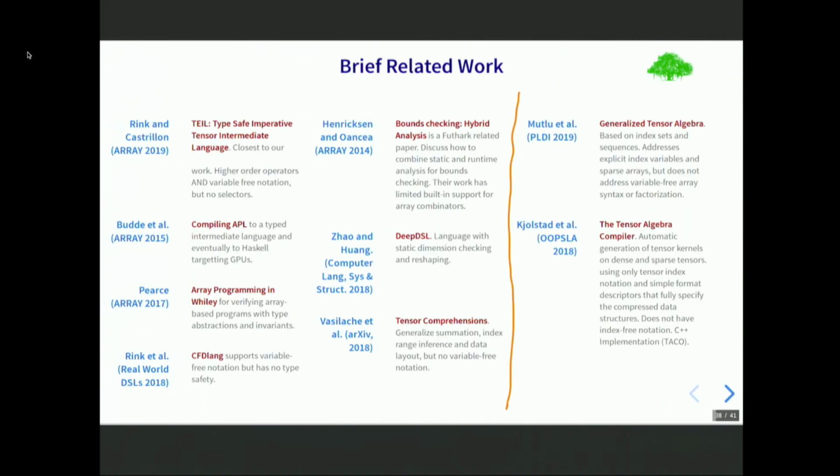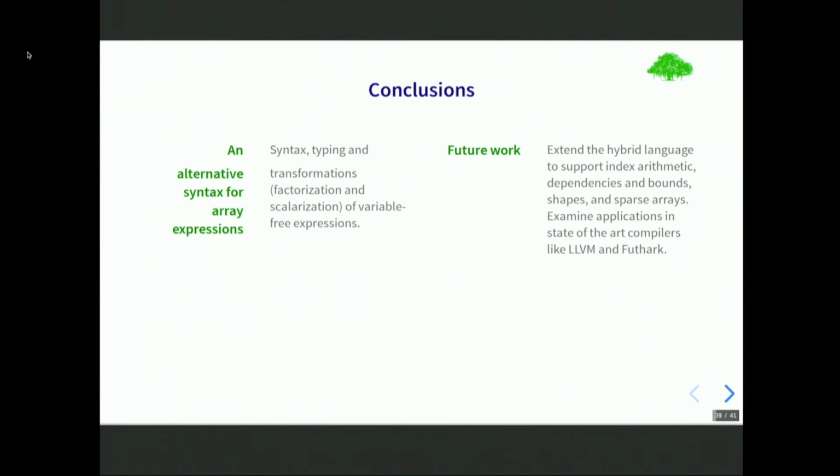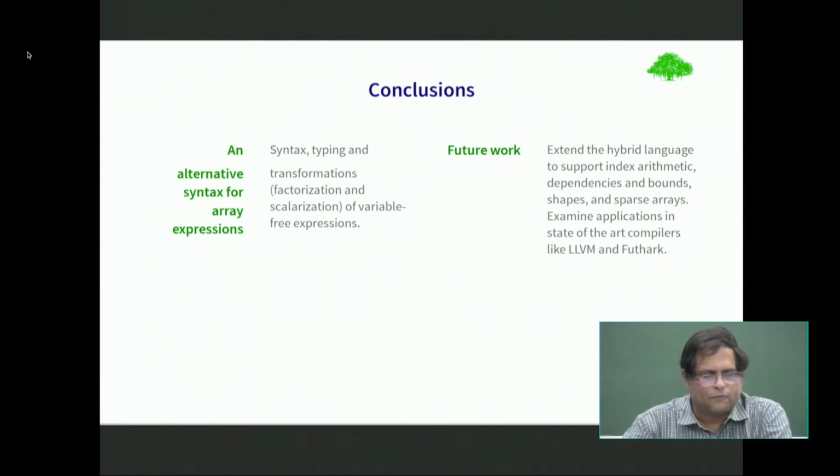On the other hand, you have these generalized tensor algebra papers dealing with tensor algebras that are implemented. Again, the one that's relevant is this PLDI paper that has explicit index variables, but it talks about sparse arrays, which is also of interest to us because we'd like to know how to represent sparsity and so on. Let me conclude by saying that we are proposing here an alternative syntax for array expressions.